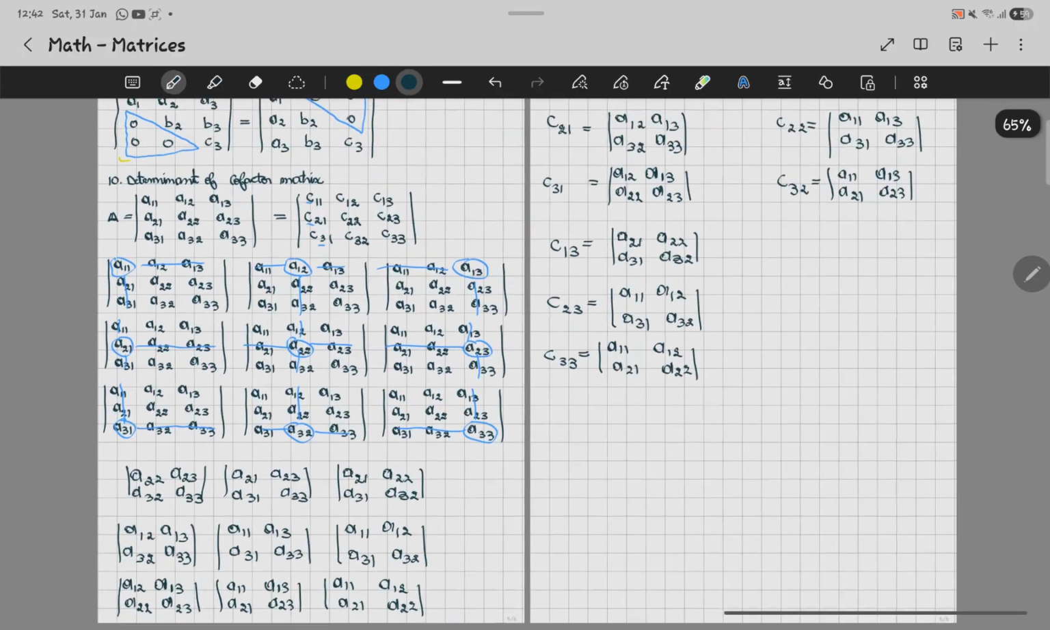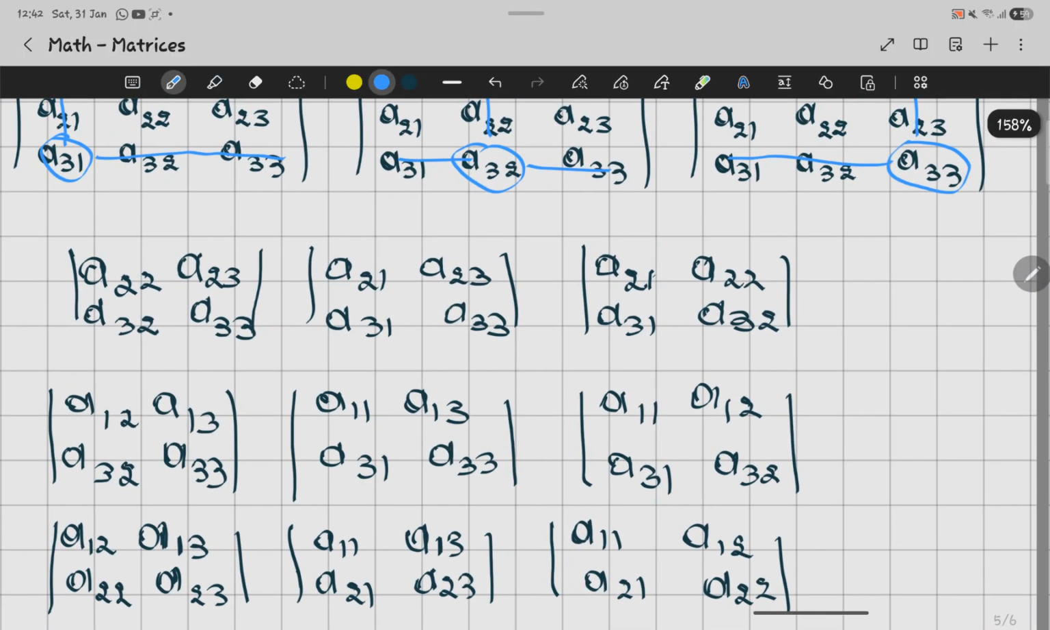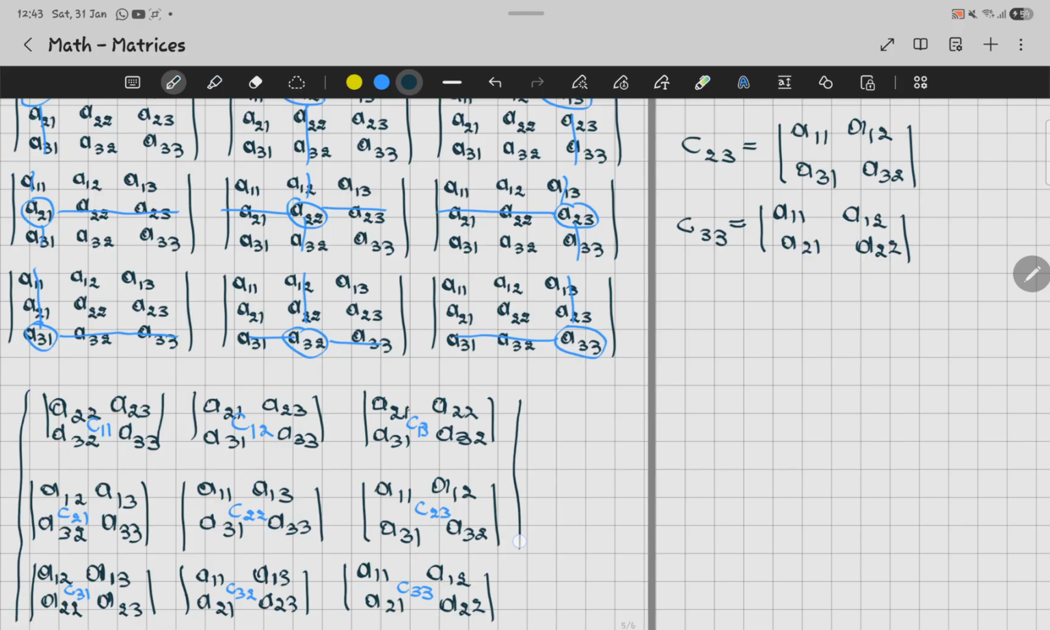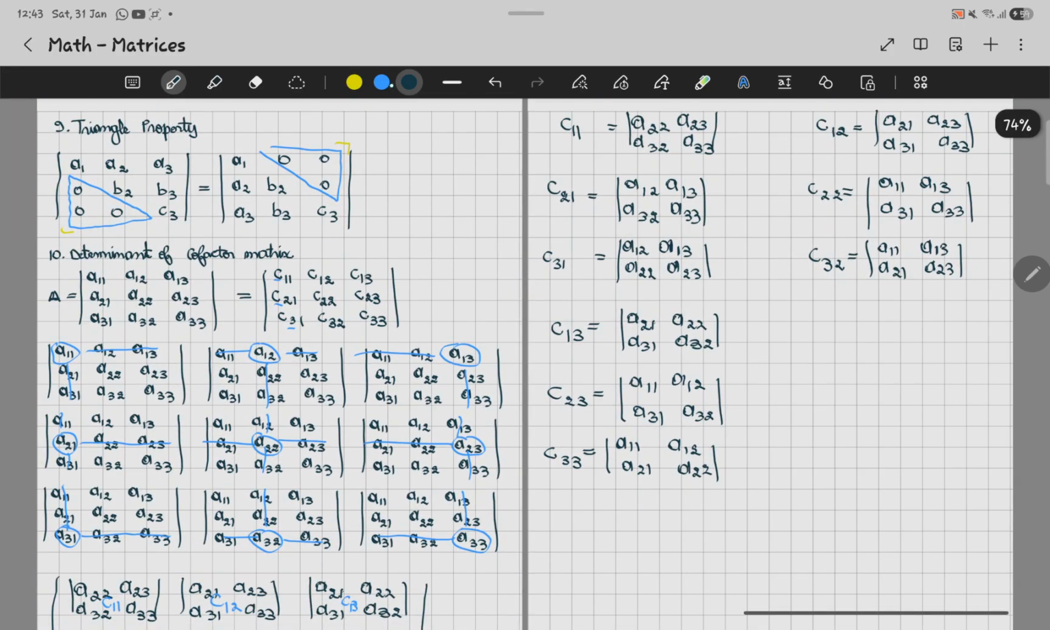Okay, and it was from this block. If I can just repeat that: this is where we have C11, and this is where we have C12, C13, C21, C22, C23, C31, C32, C33.